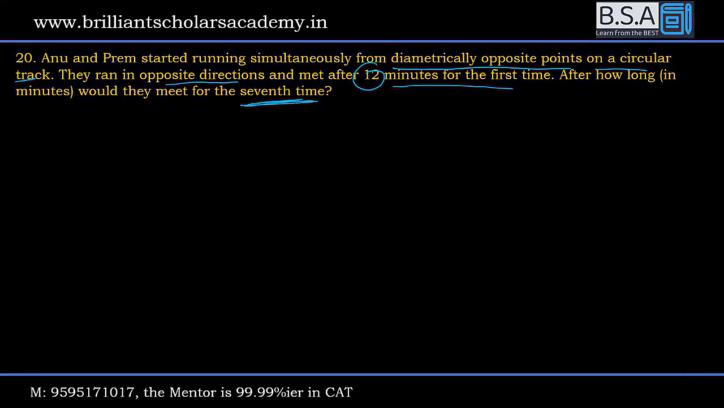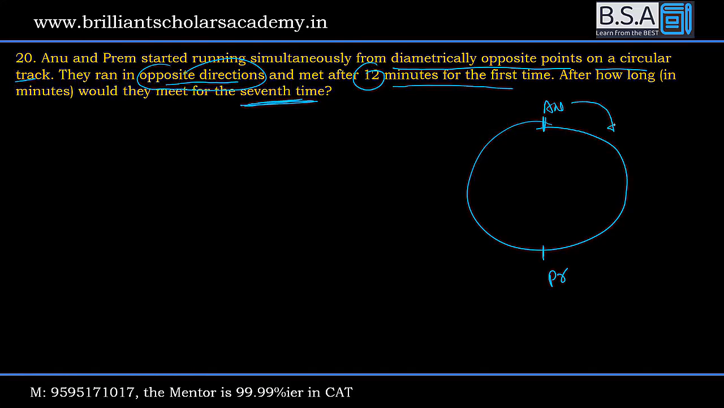Anu and Prem are not starting from the same point. They are starting from diametrically opposite points. Does it matter who is where? Let us say this is Anu and this is Prem. And how do they travel? They travel in opposite directions.